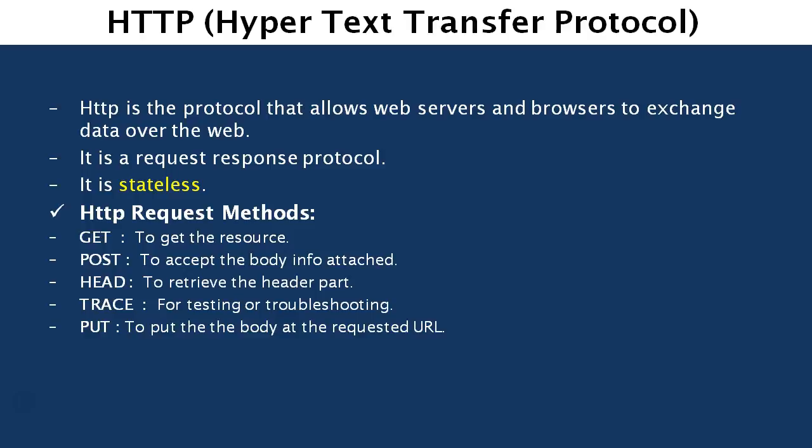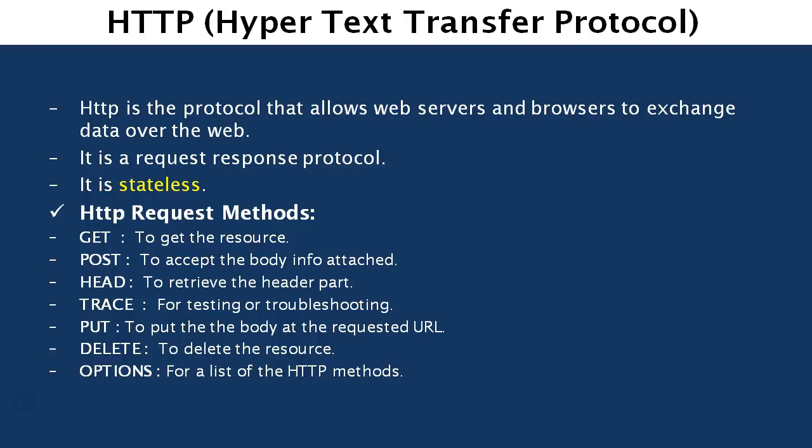And then PUT, if we need to put any resource at any specific URL, then we use this method. And then DELETE, to delete any resource present at any specific URL, we call the delete method. And then OPTIONS, this method will give you the list of HTTP methods available. So these are some common HTTP request methods that we use for exchanging data. If we want to get some information from the web server, or if we want to send some content, then we can call the corresponding HTTP method.